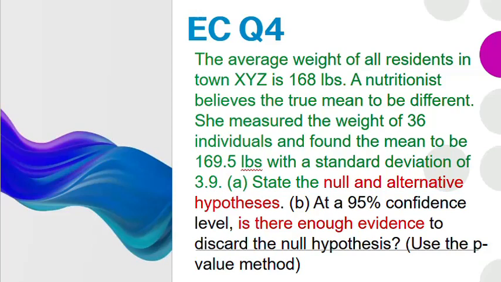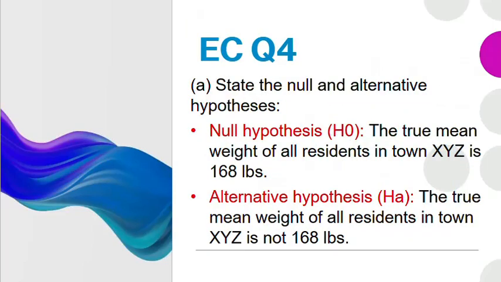Okay, hopefully you're able to pause the video and approach it on your own. If not, here is how I approached the solution for this problem. So the first part, or part A, talks about stating the null and alternative hypotheses. And the null hypothesis should be the true mean weight of all residents in town XYZ is 168 pounds. The alternate hypothesis, or HA, which is not H naught, is the true mean weight of all residents in town XYZ is not 168 pounds.